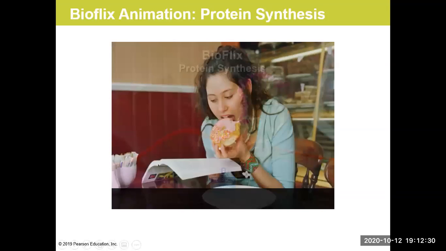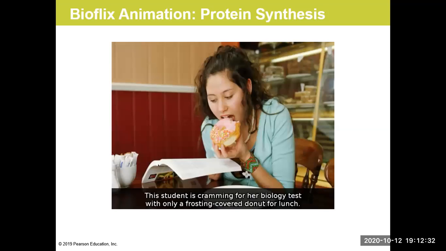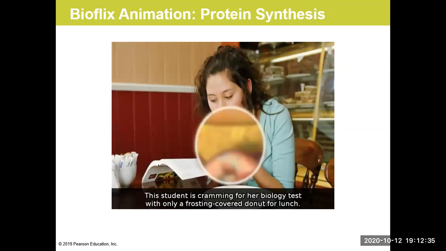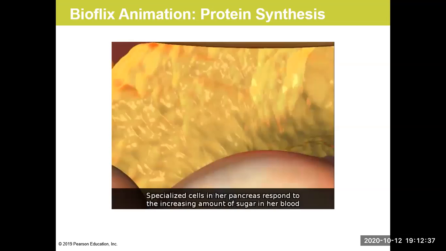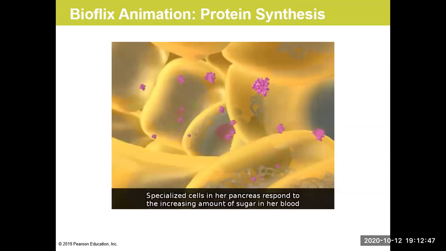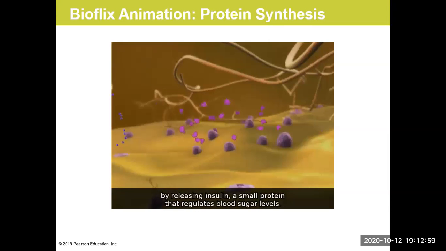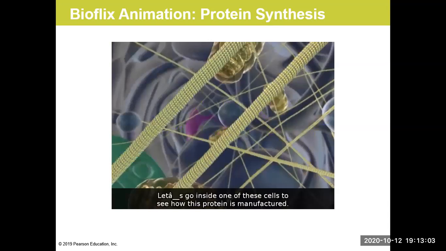This student is cramming for her biology test with only a frosting-covered donut for lunch. Specialized cells in her pancreas respond to the increased amount of sugar in her blood by releasing insulin, a small protein that regulates blood sugar levels. The instructions for making insulin are coded by a segment.